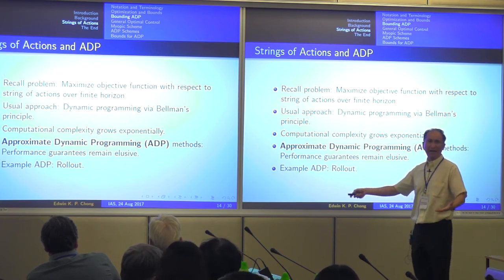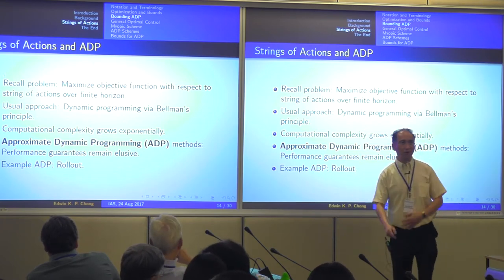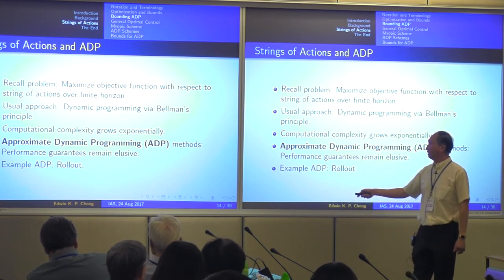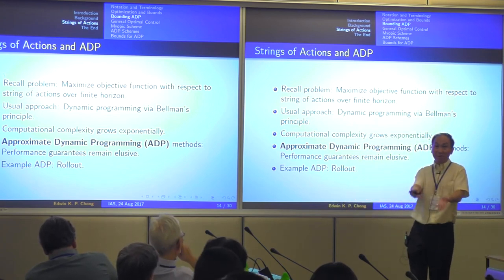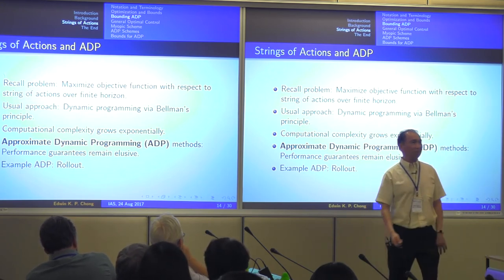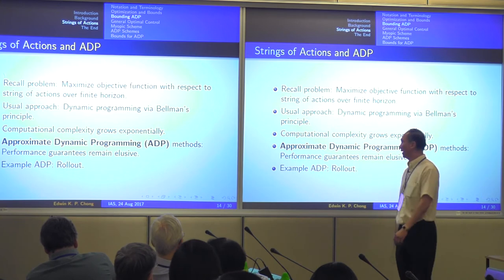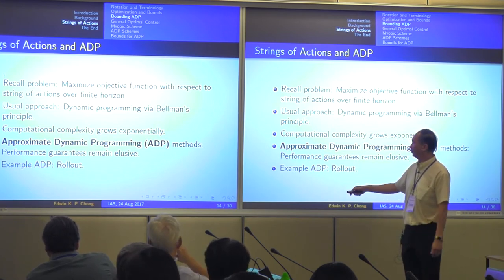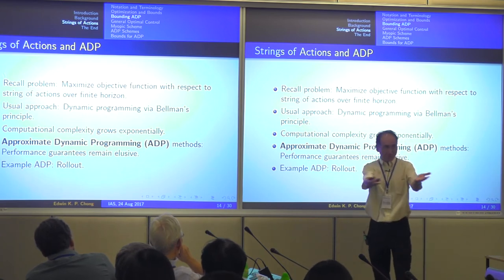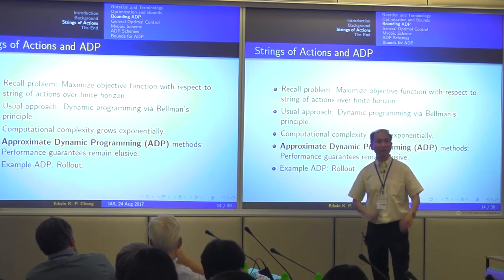So for the last 20 years or so, people have been looking at approximate dynamic programming schemes. The problem with these is you can implement them, like using deep learning or whatnot, but you can't prove anything about them. Performance guarantees remain elusive.